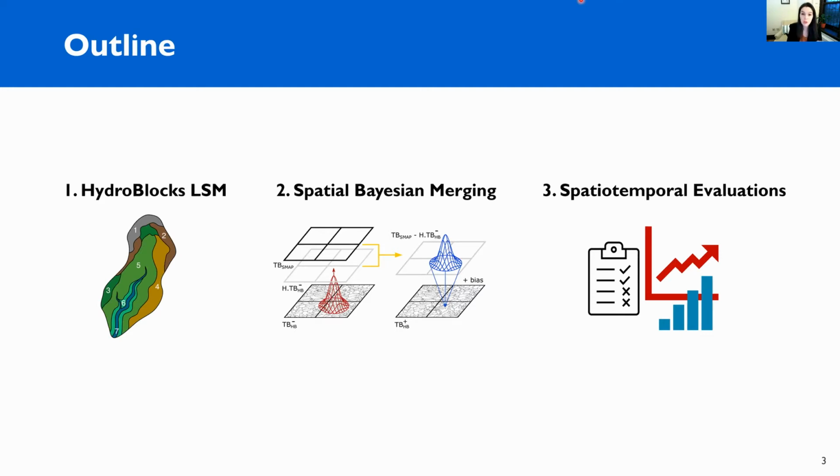In the first part, I'm going to present the HydroBlocks model, how it is defined, and how we set up the experiment. In the second part, I'm going to present how we can combine this coarse-scale satellite data and the fine-scale model estimates to obtain improved soil moisture observations. And in the third part, I'm going to show some evaluation results of our approach.